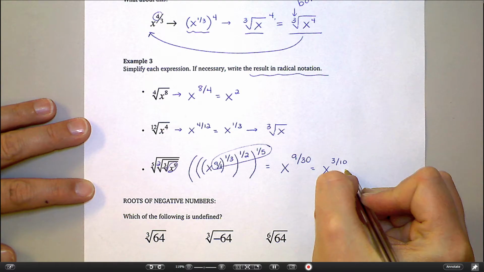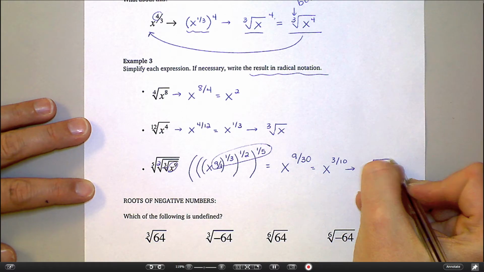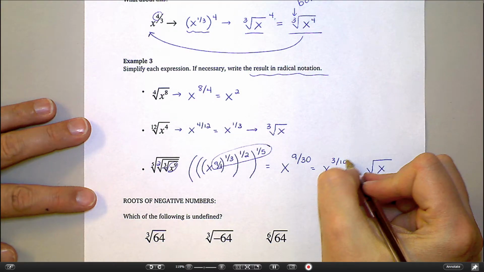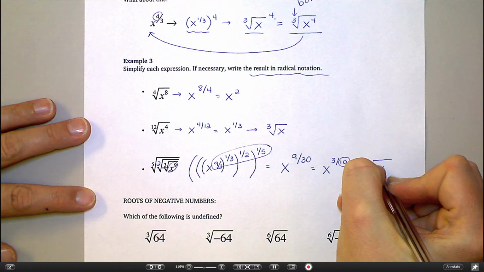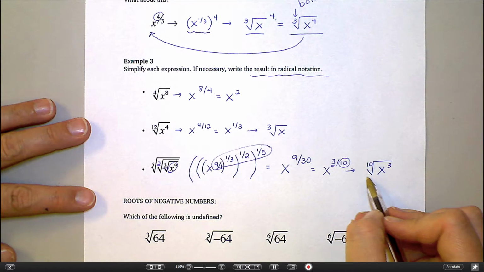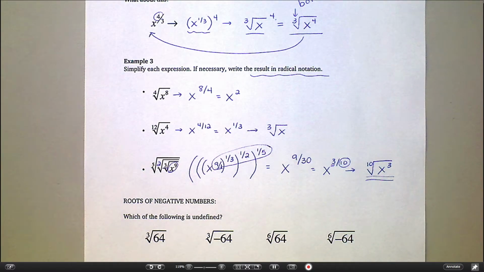And then I'm going to put it back as a radical. So I'm going to put the x on the inside. Remember, the bottom number is what goes out here, and the top number is what goes on the inside as an exponent. And so this right here would be my final answer.